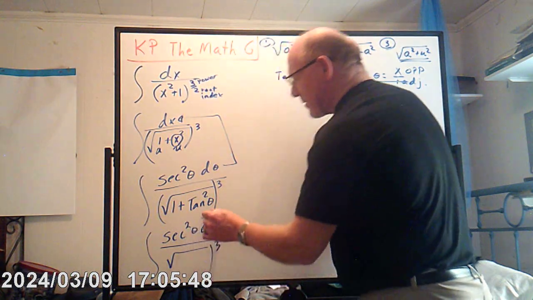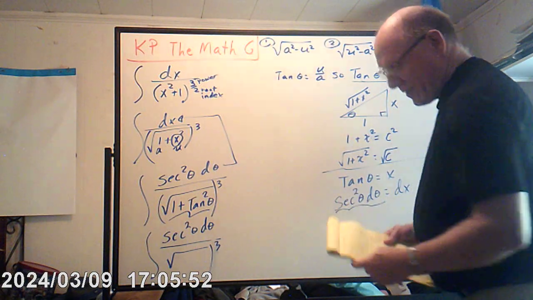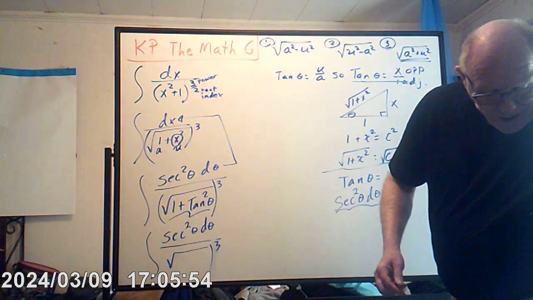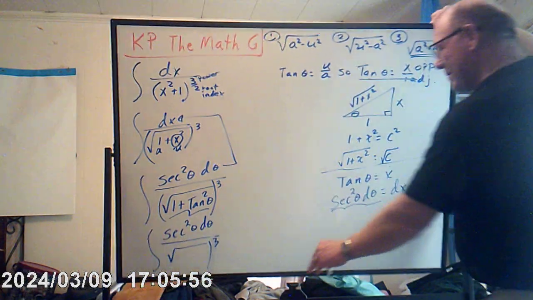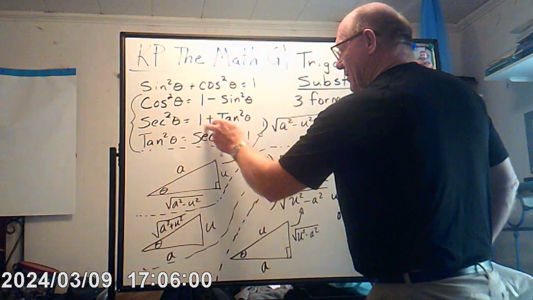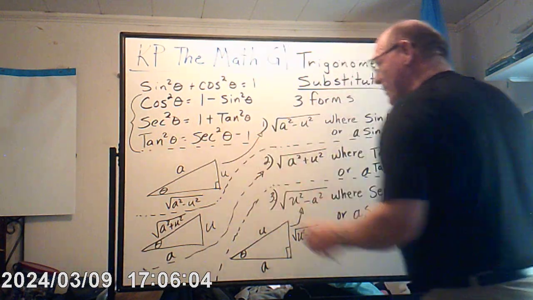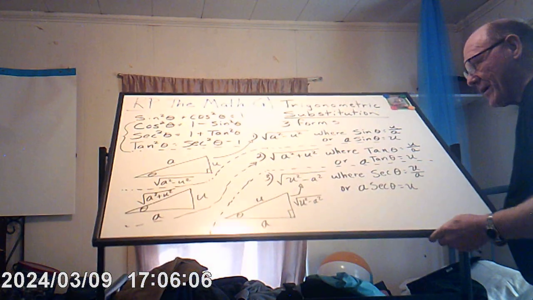This is 1 plus tangent squared theta, which turns over on the other side to be secant squared theta. Go back over: secant squared theta is 1 plus tangent squared theta.